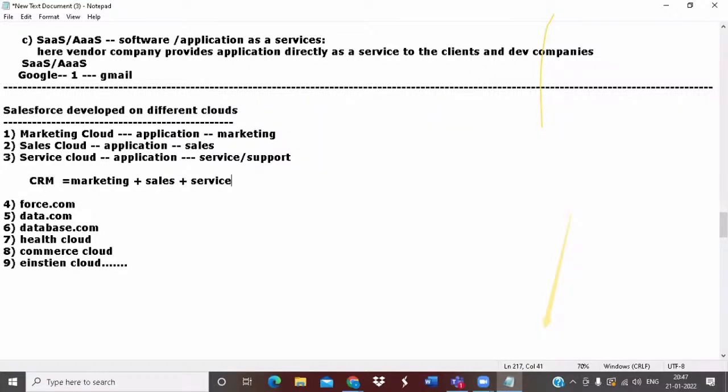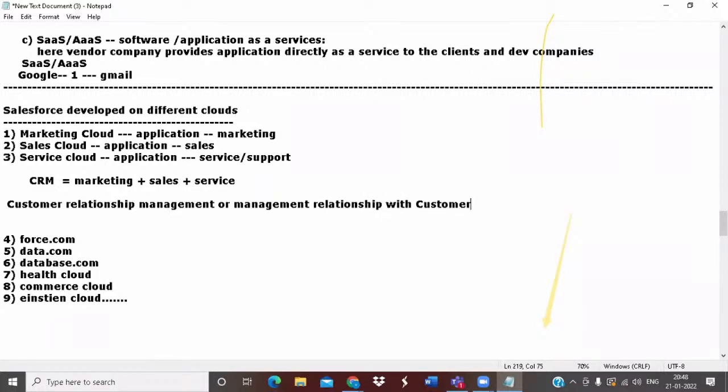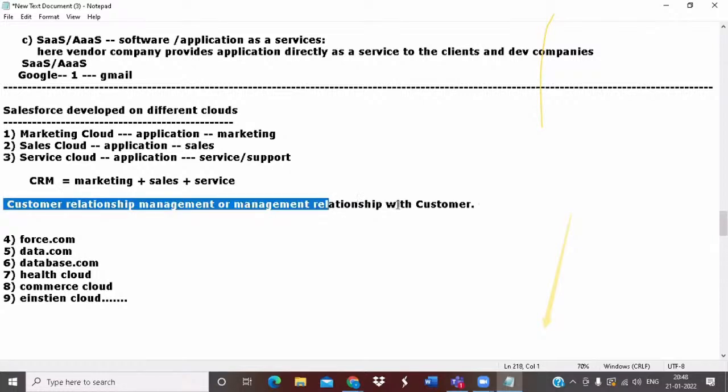All these three combinations we can call CRM. What does CRM stand for? Customer Relationship Management. It's not manager, it's management. Or the other way around, management relationship with the customer. Tell me which is correct. Both are management relationship. From an abbreviation point of view, Customer Relationship Management is correct, but the inner meaning of CRM is management relationship with customer.